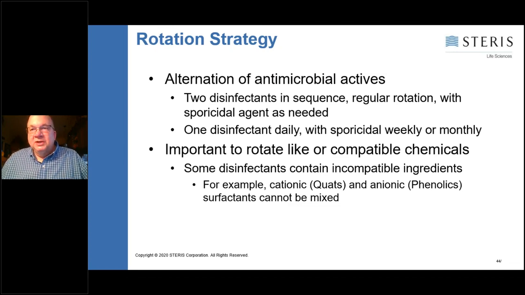So you should have a rotational strategy, and what I recommend in the industry is you can either rotate two disinfectants and a sporicide, or one disinfectant and a sporicide. Each of those is perfectly acceptable to the regulators.